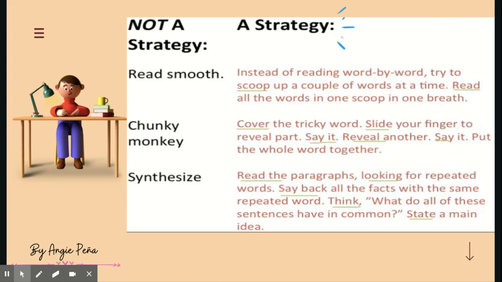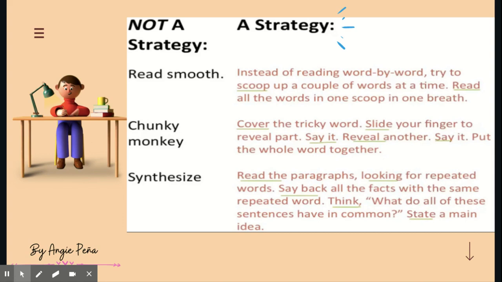And we are seeing that, right? But what if we say, instead of reading word by word, try to scoop up a couple of words at a time. Read all the words in one scoop, in one breath. But if we also tell a student chunky monkey, well, we're not telling anything again. So what if we just say, cover the trick word, slide your finger to reveal part. Say it, reveal another, say it, put the whole word together. Perfect.